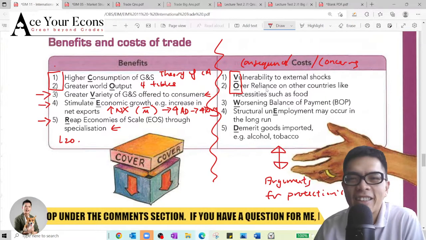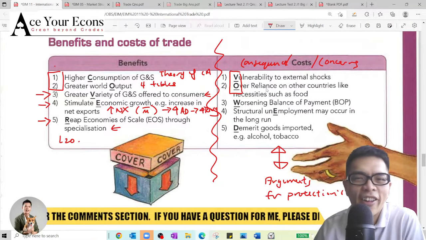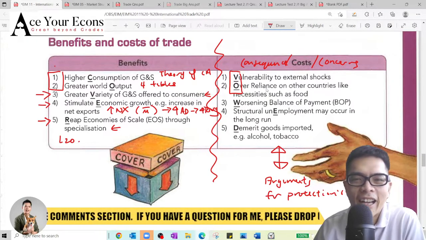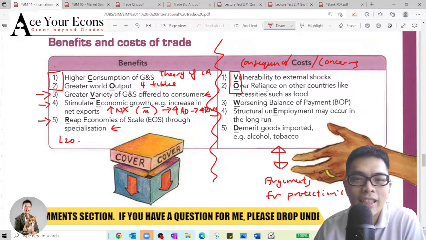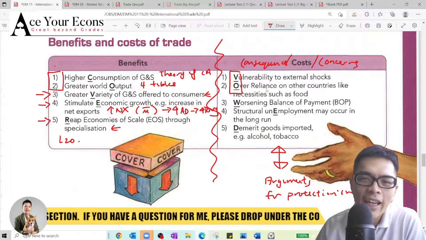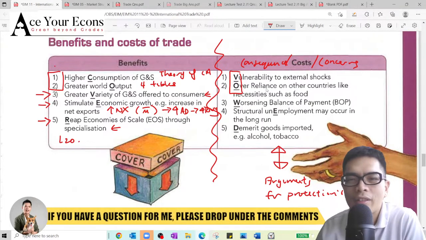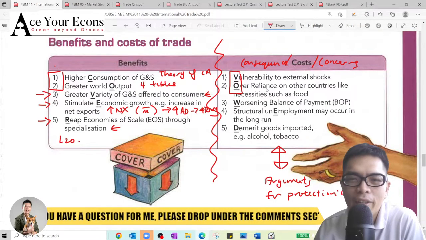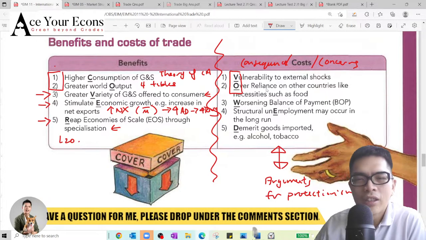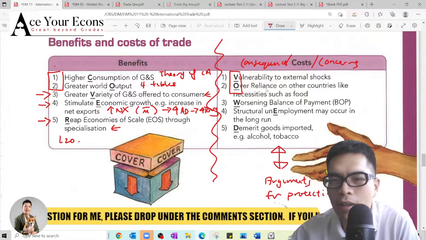Singapore is very dependent on other countries for food supplies and necessities, especially chicken. So when Singapore is overly reliant on food like chicken, we are susceptible to external shock. What kind of consequence will you realize? You realize that this will cause food shortage.